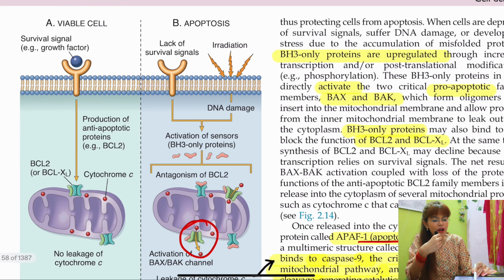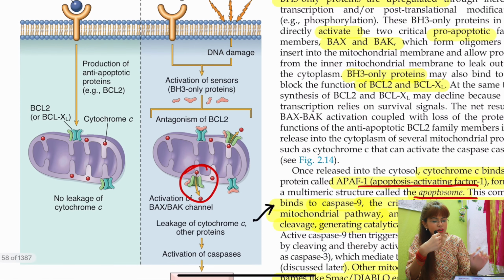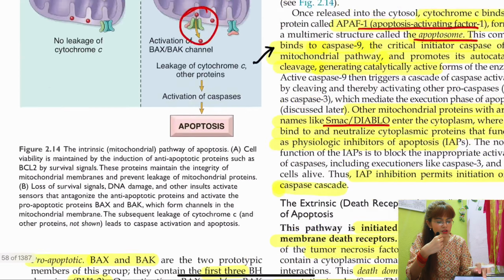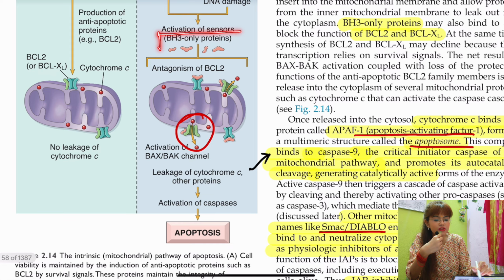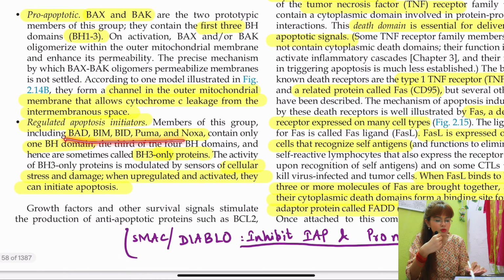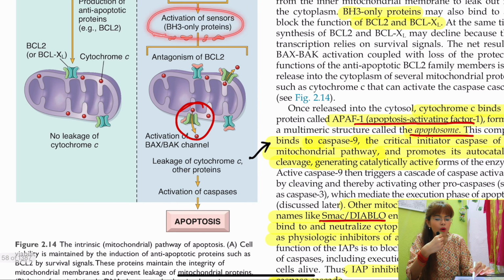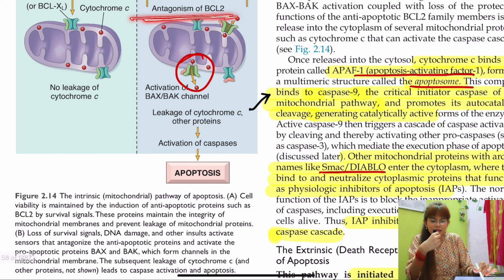Now, whenever there is lack of survival signals or any kind of cell injury, that will activate the sensors. Here we have learned about the sensors, isn't it? So that will activate the sensors, which are the BH3 only proteins. That means these proteins, the initiators of apoptosis, will be activated now. Once they are activated, they will antagonize BCL2, the anti-apoptotic proteins. So ultimately the process is now getting exaggerated. Once it is antagonized, there's going to be activation of the BAX channel, the pro-apoptotic molecules. Through this channel, there's going to be release of cytochrome C.